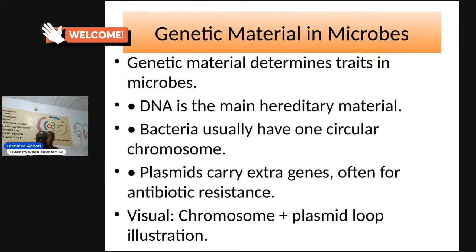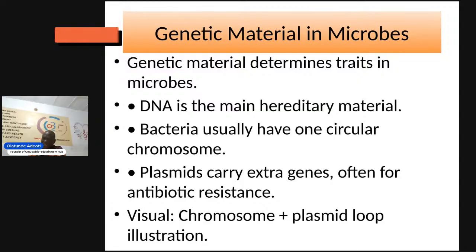Then bacteria usually have one circular chromosome. So the chromosome you have in bacteria is unlike what you have in eukaryotic organisms. Their whole chromosome is circular, not in the form of an X. Plasmids carry extra genes. Wherever you see plasmids, I told you they are extra-chromosomal material. That is, they carry extra genes.